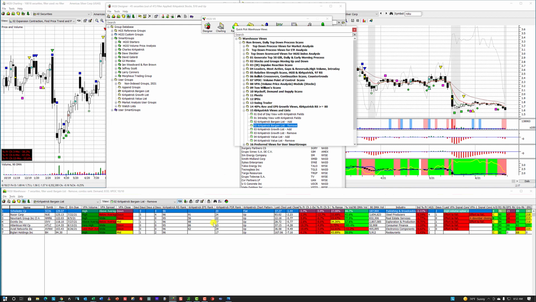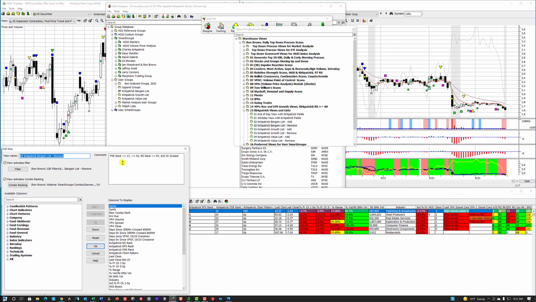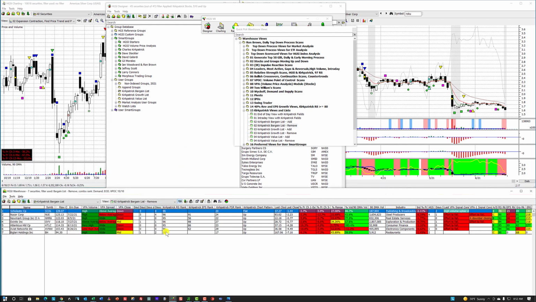Why do they need to be removed? Because they don't fit the criteria anymore. So if I look at the bargain list removed, the PSR, this is what it takes to remain in here. PSR has to be between 17 and 42 with an RS rank of 97. I imagine the RS ranks have fallen below 97, and they have. You can see each one of these are below 97, so they're out of there. Now, you can keep these in a different folder if you want to, but they don't qualify anymore.